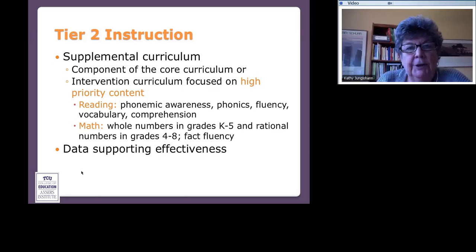And then whatever instruction or whatever curriculum is utilized in Tier 2, there should be data supporting the effectiveness of that curriculum for meeting student needs. And again, this data coming from other sources other than the publisher of the program.